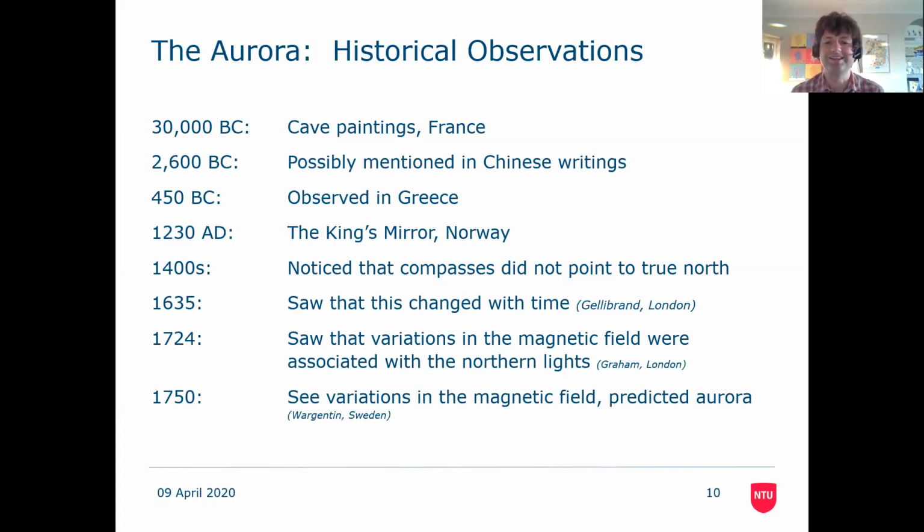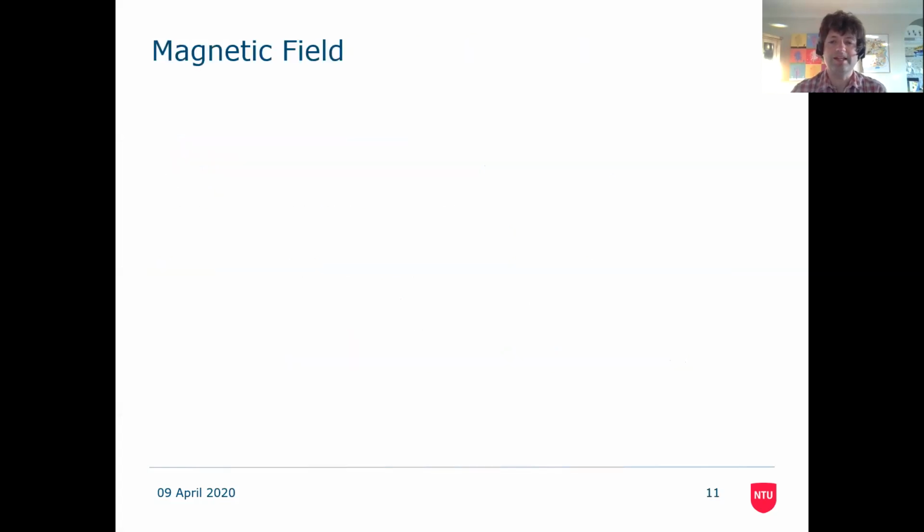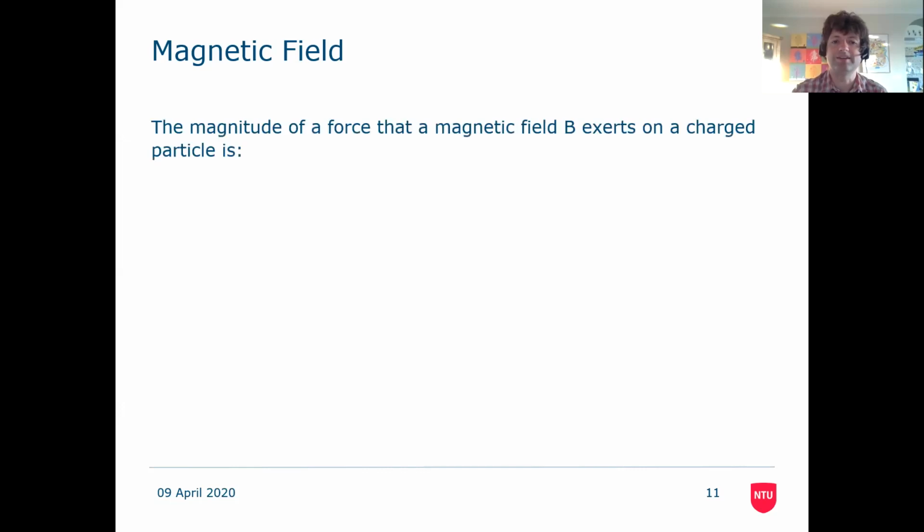Why? Okay, we're quite happy with the idea they might be centered on the geomagnetic pole. But why do we have disturbances in the Earth's magnetic field associated with the northern lights? Well, let's start off by thinking about how a charged particle behaves in a magnetic field.